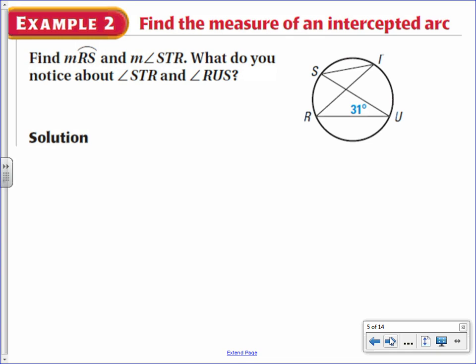Okay, this is another one that does not have to go into your notes. Just see if you understand what's going on here. I see 31 degrees as an inscribed angle. The intercepted arc is right here.